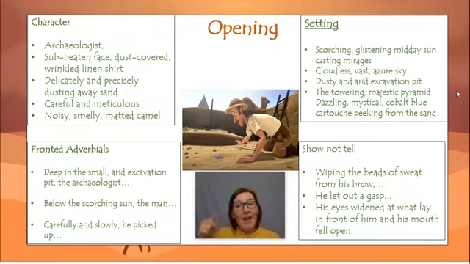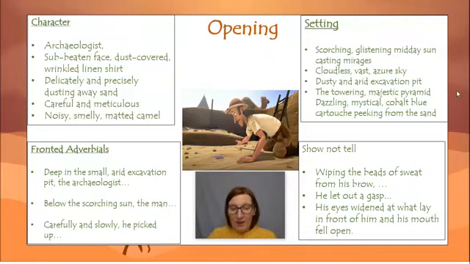And then we had the towering, majestic pyramid. And we had the dazzling, mystical, cobalt blue cartouche peeking from the sand, didn't we? Now, the show not tell that we're going to use there is wiping beads of sweat from his brow. And what does that tell us? If he's wiping beads of sweat from his brow, it tells us that he's really hot, doesn't it? It tells us it's sweaty, hot work that he's doing there, and he's getting a bit roasting and a bit baking in the midday sun.